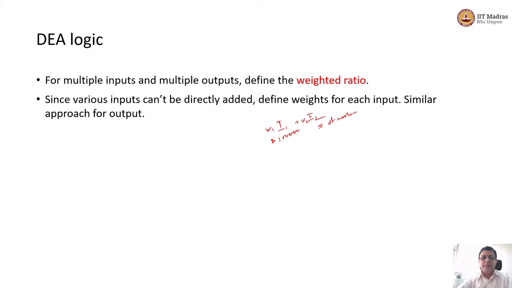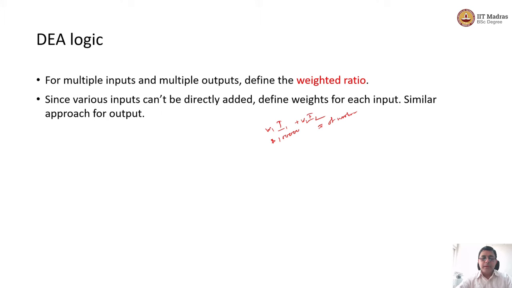Now, output need not always be directly additive. For example, in the previous scenario of comparing sales offices, we said sales achieved and potential leads generated. Those were the two outputs. Now the sales achieved was in terms of 11 lakhs and 7 lakhs and whatnot. The number of potential leads were 15, 13, 10. You can't directly add them. Obviously, you can't add them. So what you are going to do is define output weights and only add up the weighted outputs together, right? That's the idea. That's the first idea.